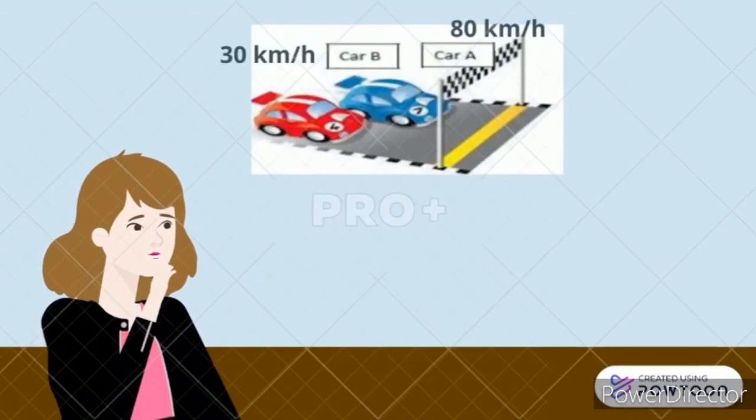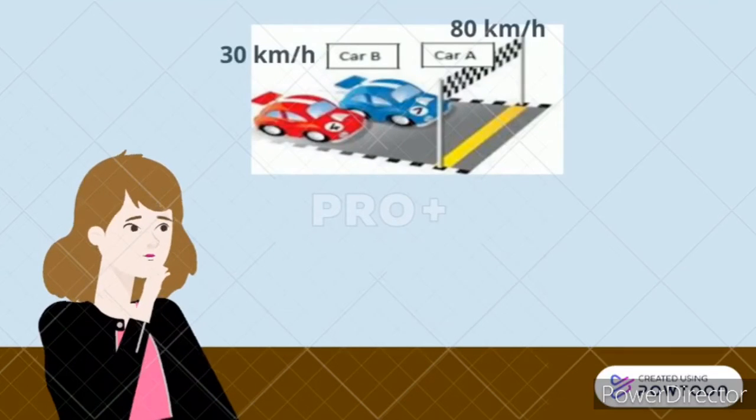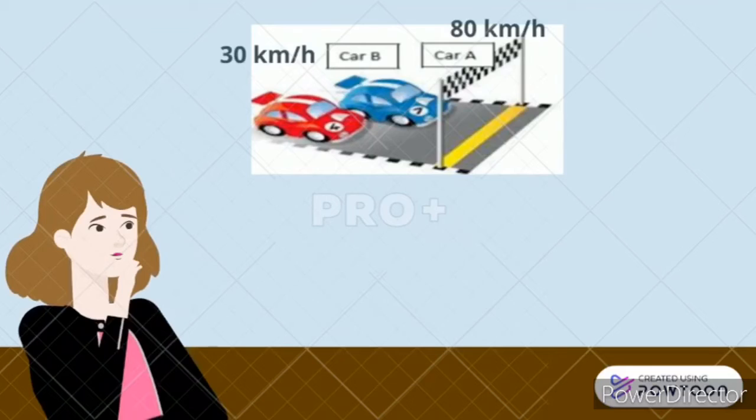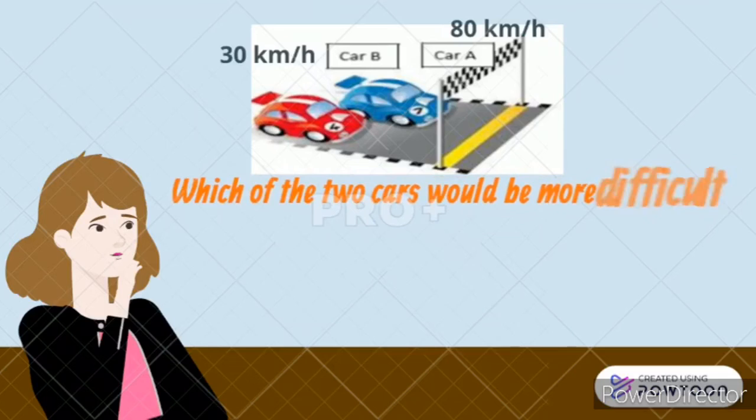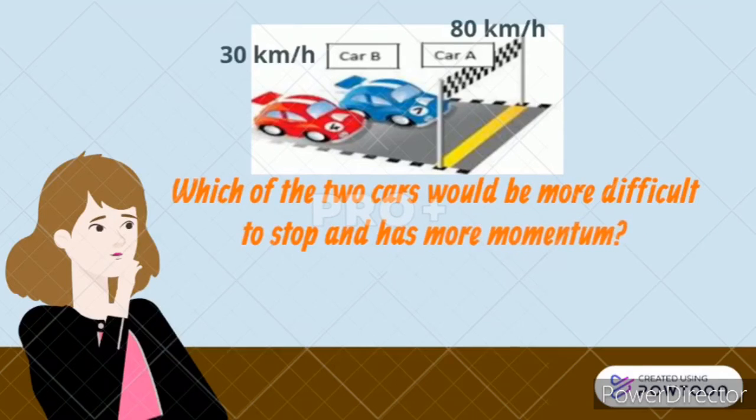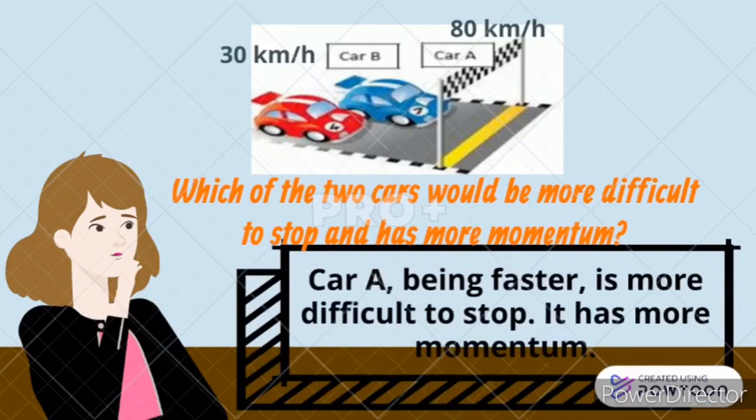Let's have another example. Consider the two identical cars having the same mass. Car A is traveling at 80 km per hour, while car B is traveling at 30 km per hour. Which of the two cars would be more difficult to stop and has more momentum? Car A, being faster, is more difficult to stop. It has more momentum.